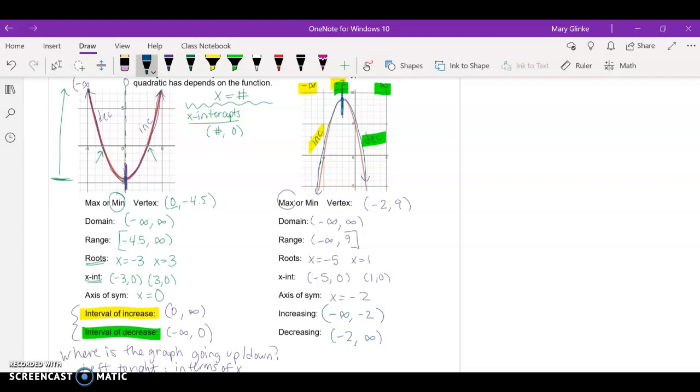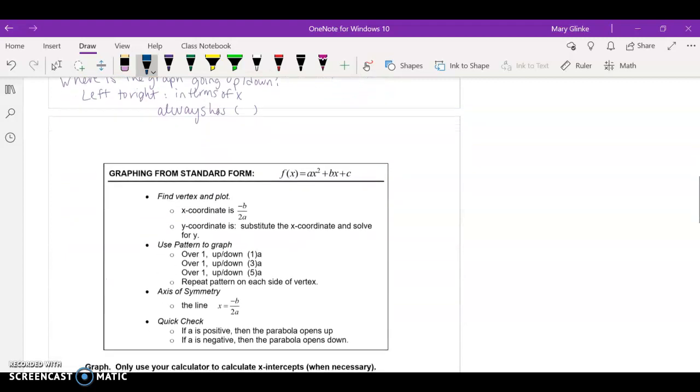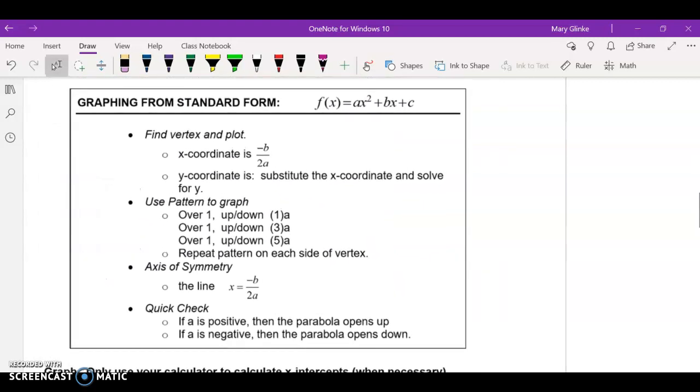But what happens if I take away the graph and give you the equation? Now, graphing from standard form, this will be done without your calculator. It will be on a no calculator portion of a test or a quiz. So to find your graph, we're going to start off by finding the x coordinate. You're going to do negative b over 2a. And as a reminder, a is in front of the x squared, b is in front of the x, and c is the constant. Once you know negative b over 2a, that is the x value of your vertex.